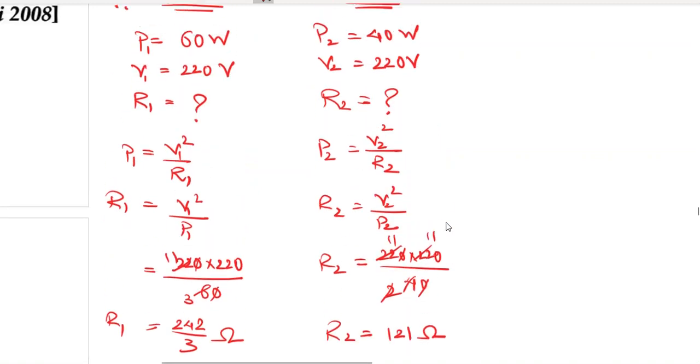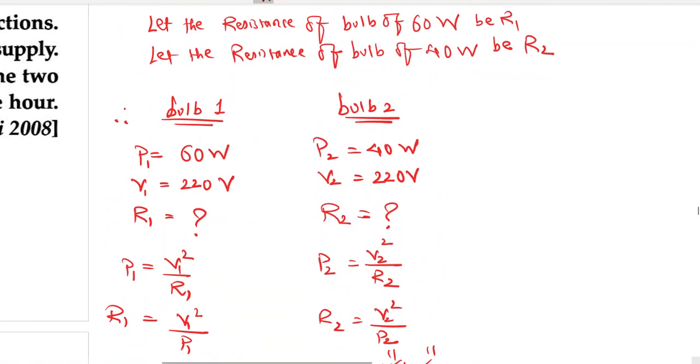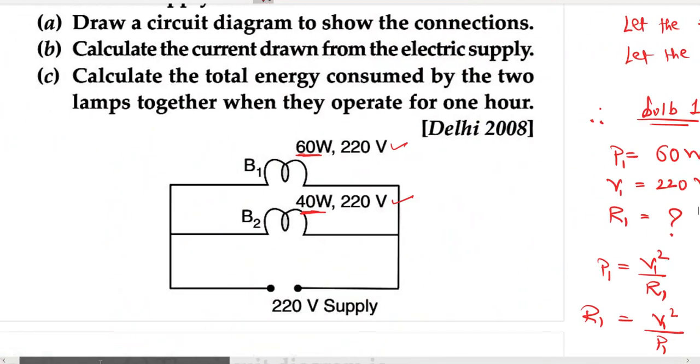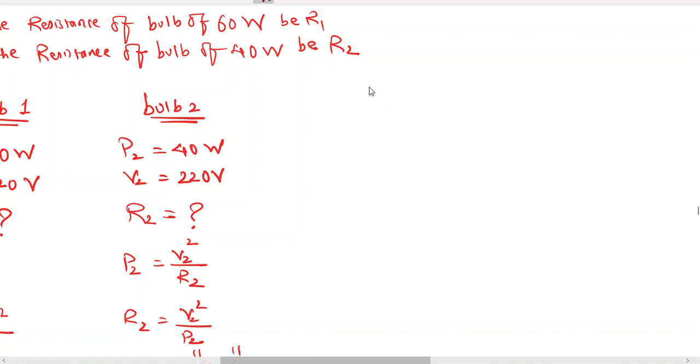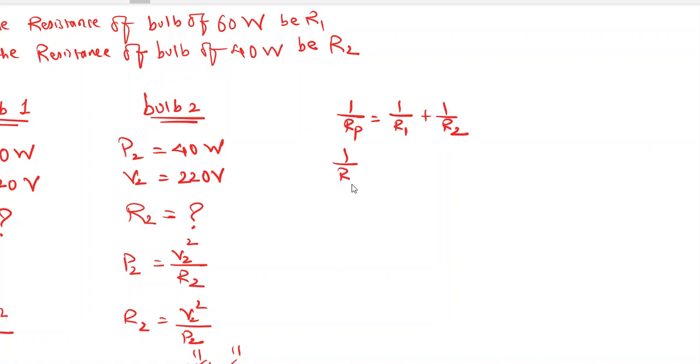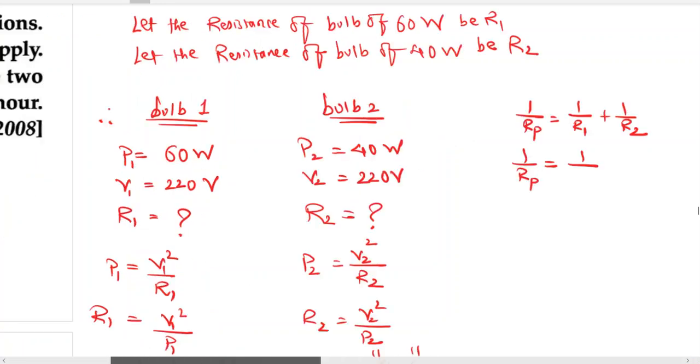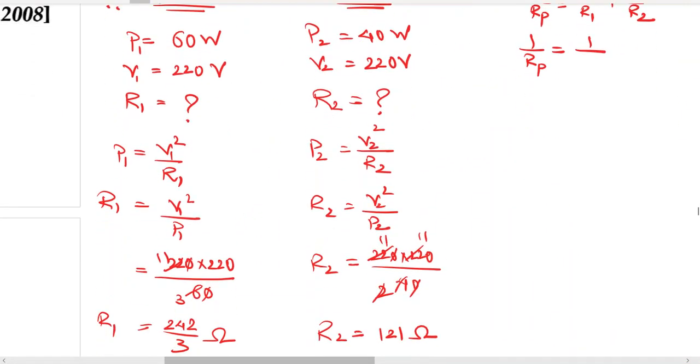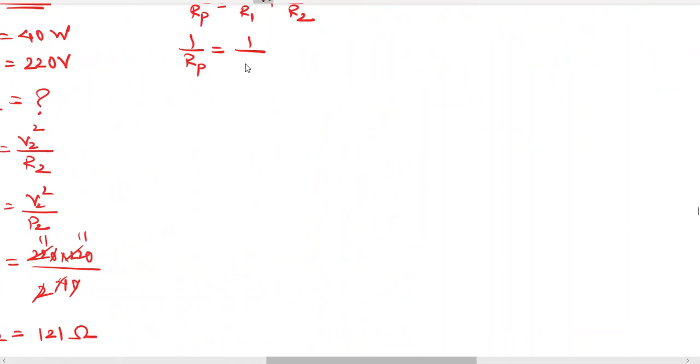Now since both the resistances are connected in parallel, right? As we can see in the question, both the resistances are connected in parallel. So we can find the equivalent resistance by using the formula 1 upon Rp is equal to 1 upon R1 plus 1 upon R2. So 1 upon Rp is equal to 1 upon R1. What is R1? 242 by 3, yes. So 1 upon 242 by 3 plus 1 upon 121.